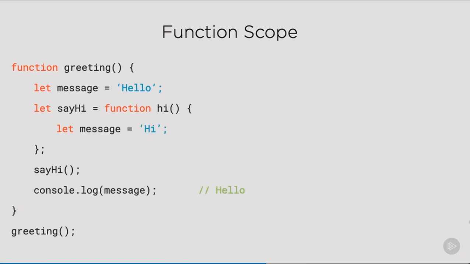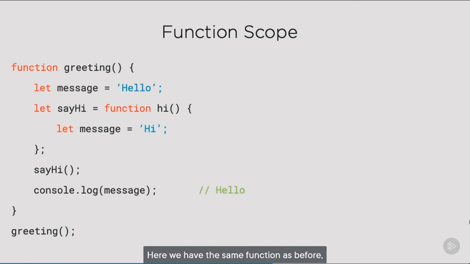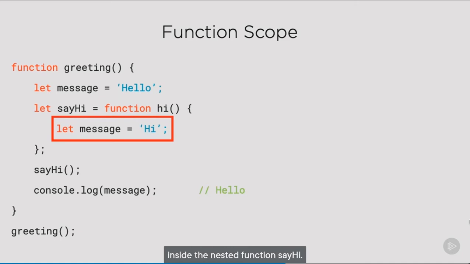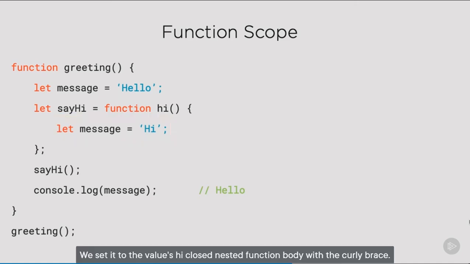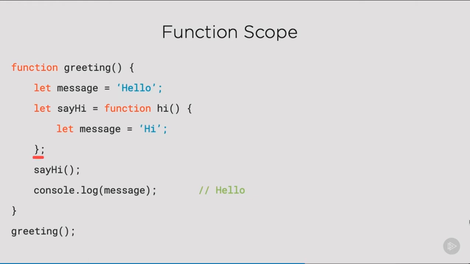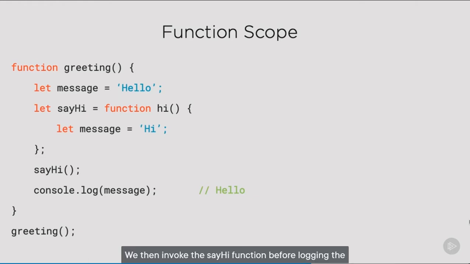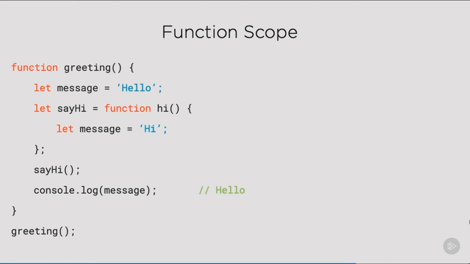Let's look at one more example. Here we have the same function as before, but this time we declare another variable message inside the nested function sayHi. We set it to the value hi, and close the nested function body with a curly brace. We then invoke the sayHi function before logging the value of message to the console. So you could use the same variable name as a variable in the parent function, but it will go out of scope as soon as the nested function completes. And you get the value hello in the console.